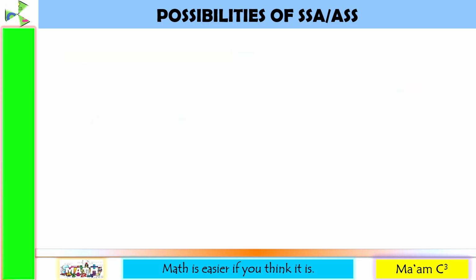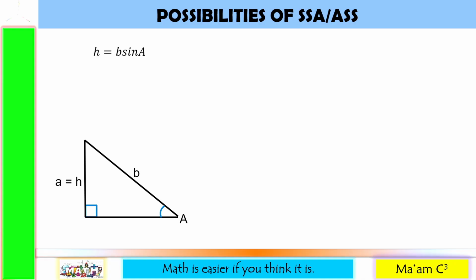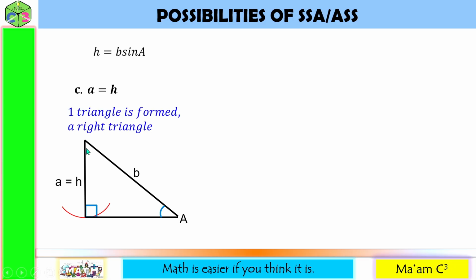Let us continue. Again, if the given angle is acute, we have to solve for the height. So here is another possible outcome. When we solve for the height, we found out that the side opposite the given angle is equal to the height. So here is the opposite side of the given angle, and it is actually equal to the height of the triangle. In symbol, A is equal to H. If this is the case, you can see that there is one triangle formed and it is a right triangle.